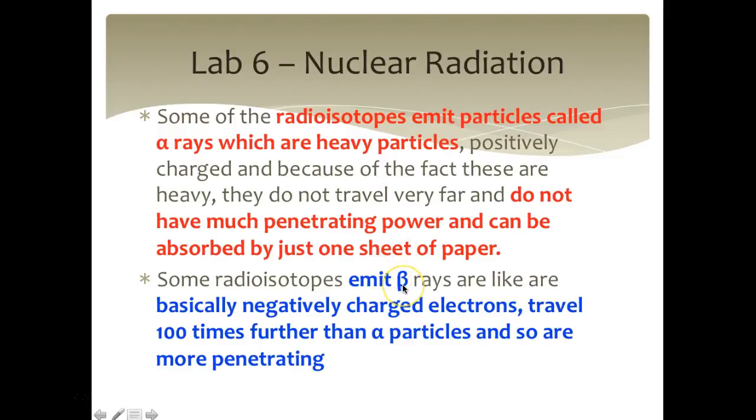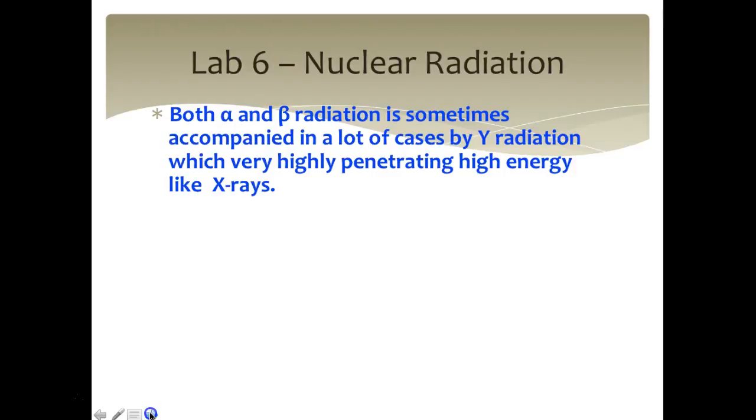Other isotopes might emit high energy electron-like particles called beta rays, right? So these are negatively charged electrons, and they travel 100 times further than the alpha particle, so they have more penetration, all right? And then you have gamma, which is just energy. There's no particle nature to it, just pure energy. So they're kind of like X-rays. They're highly penetrating and therefore they're very damaging.